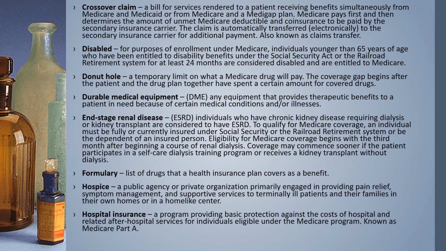ESRD, end-stage renal disease. Individuals who have chronic kidney disease requiring dialysis or kidney transplant are considered to have ESRD. To qualify for Medicare coverage, an individual must be fully or currently insured under Social Security or the Railroad Retirement System, or be the dependent of an insured person. Eligibility for Medicare coverage begins with the third month after beginning a course of renal dialysis. Coverage may commence sooner if the patient participates in a self-care dialysis training program or receives a kidney transplant without dialysis.